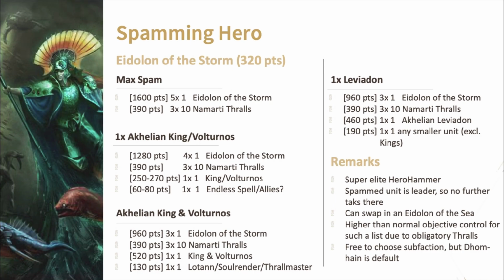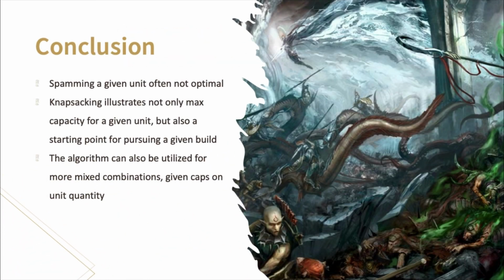Alright, so moving on to a concluding slide here. In general, spamming a given unit is often not optimal. I think we all know this intuitively, but there are some benefits to it. For example, knapsacking illustrates not only the max capacity for a given unit, say for your collection, if you were wondering, should I buy 5 turtles? No, you should not. You'll never be able to use it. But it's also a good starting point for pursuing a given build. And as we said, you can swap things in or out.